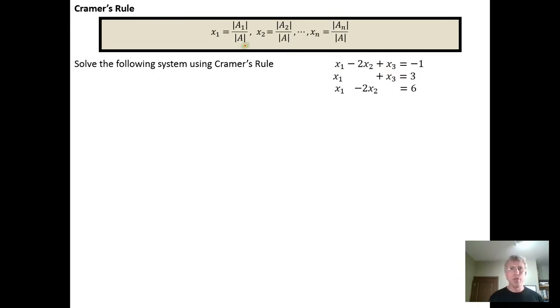For Cramer's rule, you need the determinant of A. So the first thing to do is to figure out what the determinant of A is. And A is just the coefficient matrix. So we want to read in the coefficient matrix. We get 1, negative 2, 1. And then we get 1, 0, 1. And we have 1, negative 2, 0. Of course we can calculate the determinant with the cofactor expansion using any row or column that we want. I'm going to use row 2. So we have that plus minus pattern.